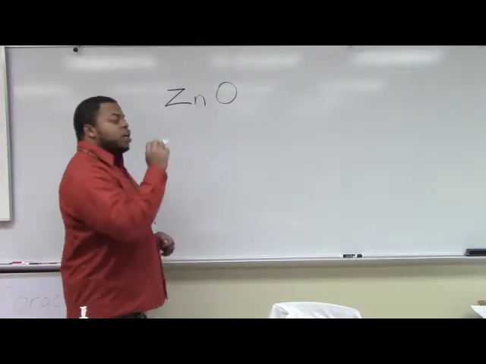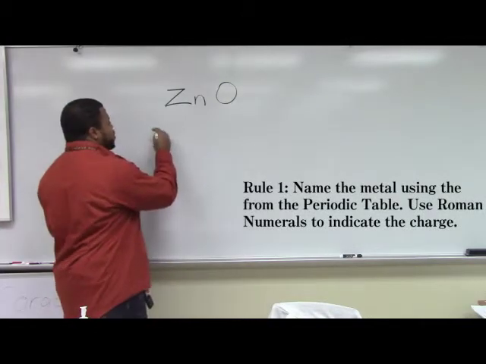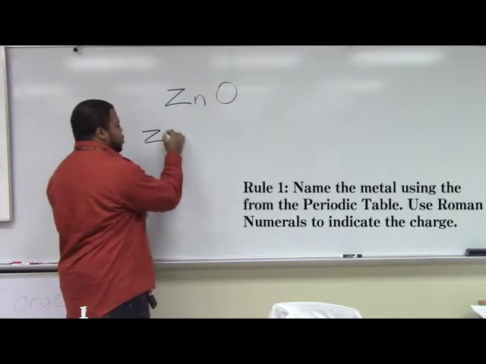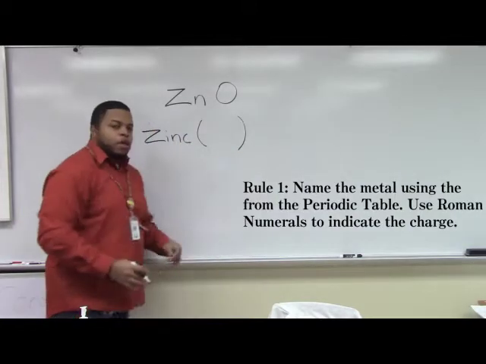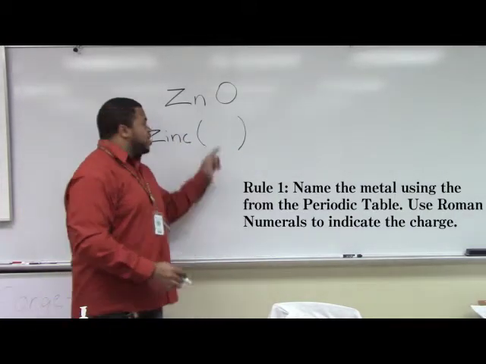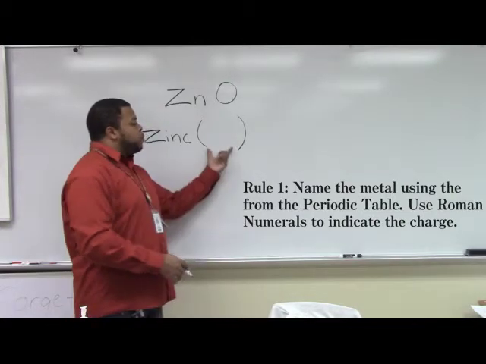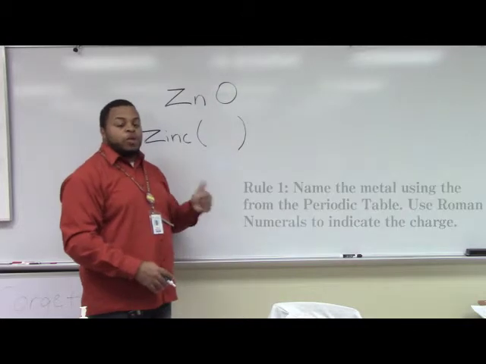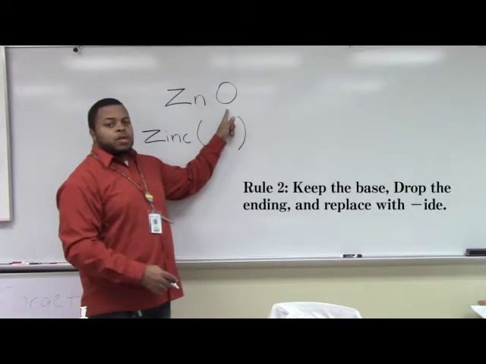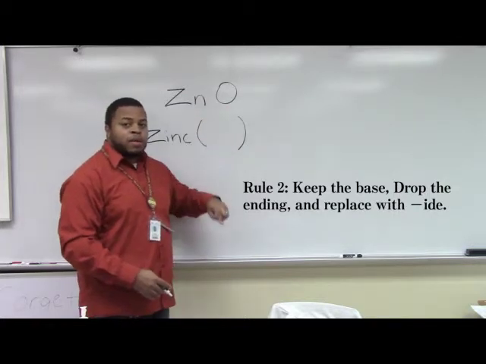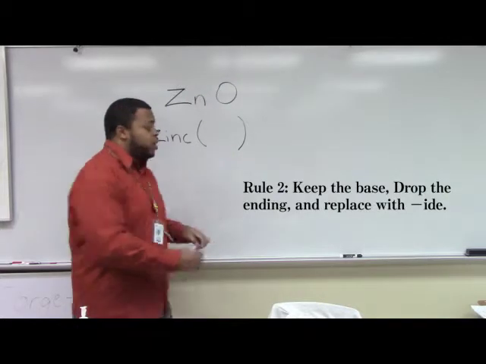Well, according to our rules, step one says, name the transition metal, but I have to include something to identify which charge I'm dealing with. Well, I'm going to put parentheses here so I can write the Roman numeral. Well, what about the second element? Well, it's oxygen. So that means we must be dealing with, that's right, just like we did in the previous video, oxide.